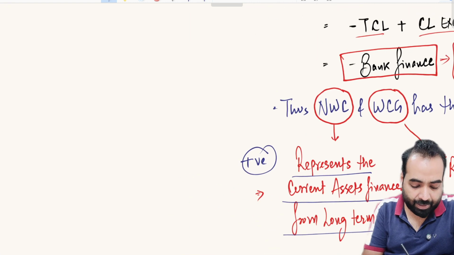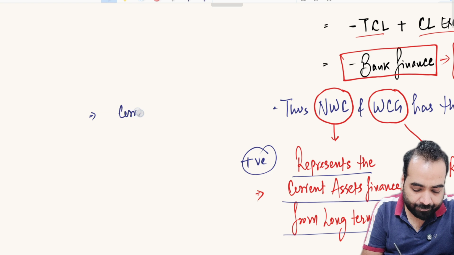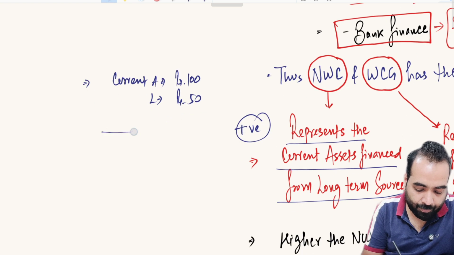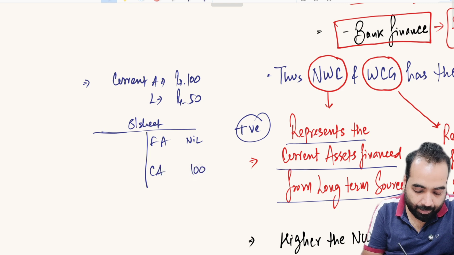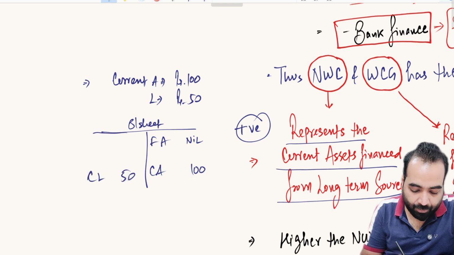Let us summarize it once more. Suppose your current assets are rupees 100 and current liabilities are rupees 50. Suppose this is a balance sheet, and long-term assets or non-current assets are nil, 0. Your current assets are rupees 100, current liabilities are rupees 50. The balance sheet total always tallies, so this is rupees 100.